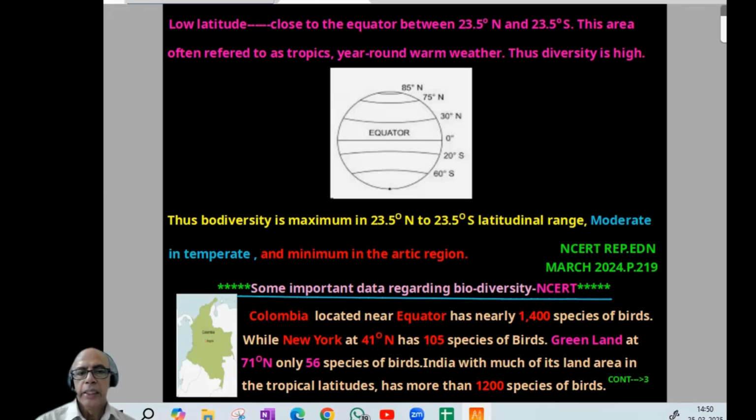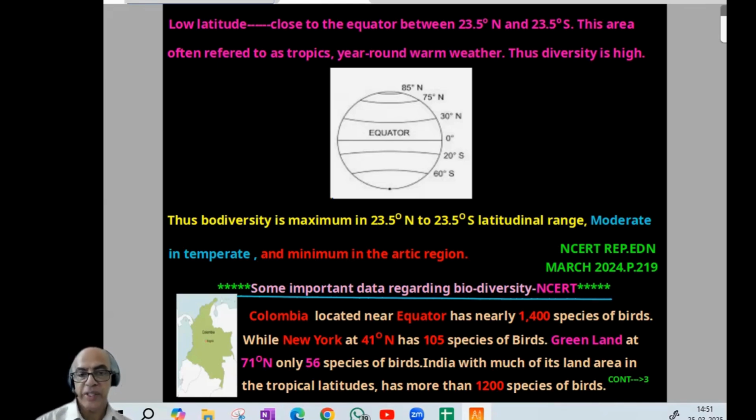I think the idea is clear. Now next is some important data regarding biodiversity. It is from the NCERT reprint edition, March 24, page number 219. One question is guaranteed from this data. Data only, nothing to use your brain for, simple data-based questions. Colombia, located near the equator, has nearly 1,400 species of birds. When we come to New York at 41 degrees north, it has 105 species of birds. And when we reach Greenland at 71 degrees north, only 56 species of birds. So you can find diversity decreases.